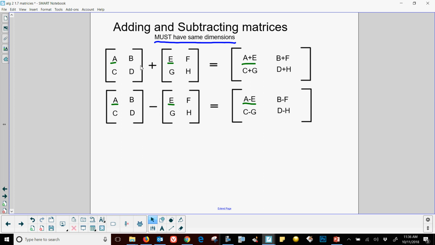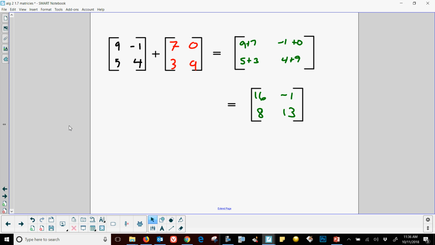So anyway, this hopefully looks familiar. You just take the corresponding elements and add them together. So A plus E, put it over here, and then turn it into an actual number. Subtraction works the same way. A minus E, put it over here. So it looks a little bit like this. I told my kids, you could probably go from here straight to the answer, but this is how you show your work. So 9 plus 7, put it here, then give me an answer. -1 plus 0, put it here, then give me an answer. They understood that pretty well.